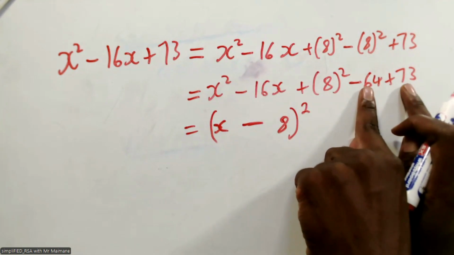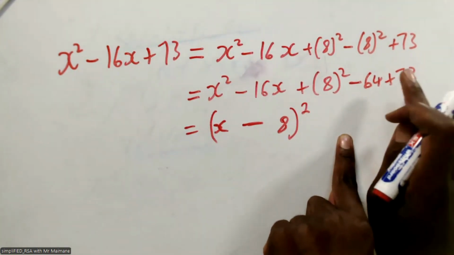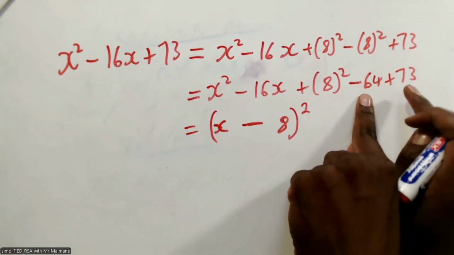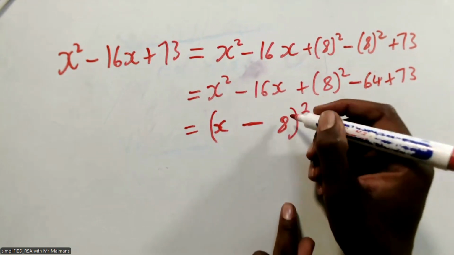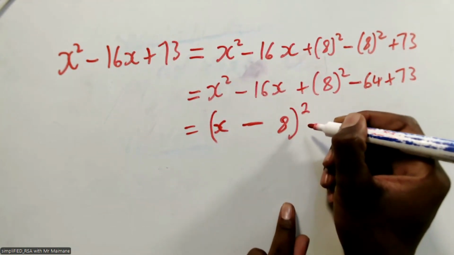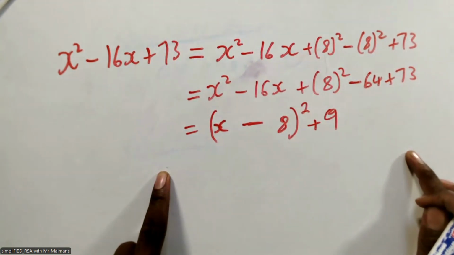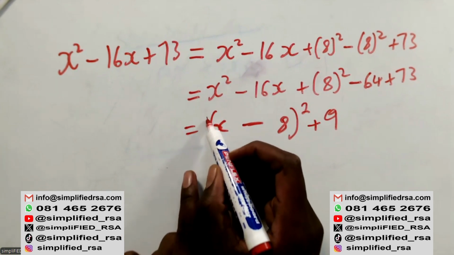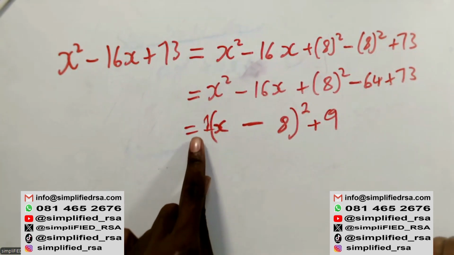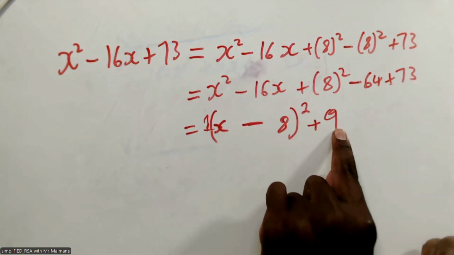But I still have this part here: minus 64 plus 73, which is the same as saying 73 minus 64. Therefore, this will give me positive 9, even if you do that on your calculator. Now, as you can see, in front of the bracket I obviously have a 1, and I don't necessarily have to write that 1. So I have x minus 8 squared plus 9.